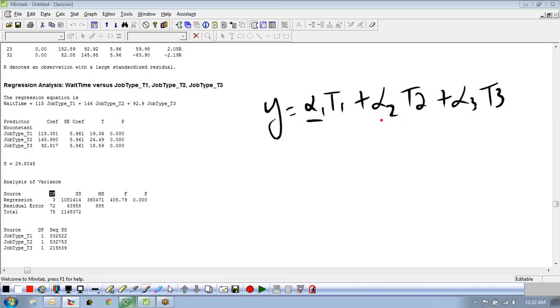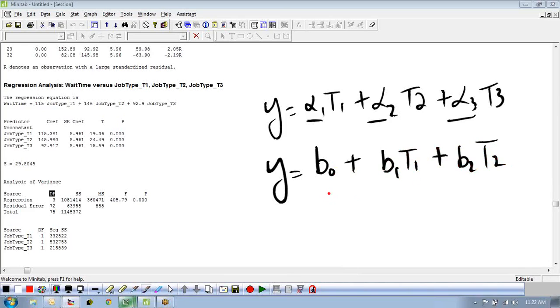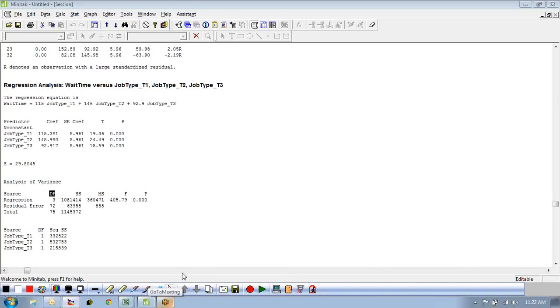In this case, it's the number of alphas that I need to estimate that's going to tell me my total degrees of freedom. In this case, there are three, one for this alpha, one for this one, one for this. When we wrote the equation before, it was like this. I'm just going to write it slightly differently, but you'll see it's really the same. B0 plus B1 times T1 plus B2 times T2. It's really the same. We still have three that are going here, but they'll just be separated into a different place.